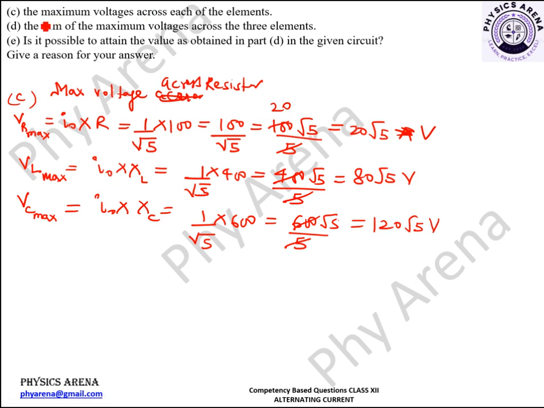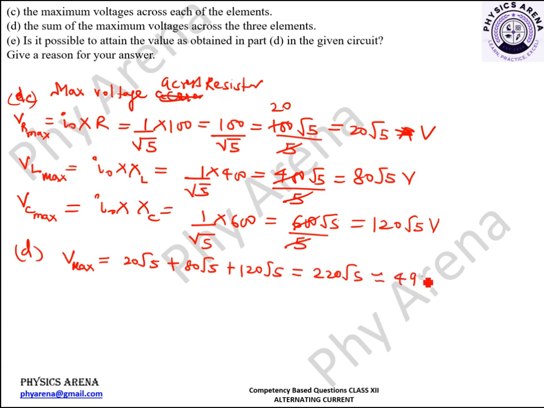Sorry, part D solution. We have to find the maximum voltage across the three elements together, that is part D. So we have to find the sum of all three. So V max will be 20 root 5 plus 80 root 5 plus 120 root 5. That will be 220 under root 5. Approximately, when we multiply with the value of root 5, we get 492 volt.